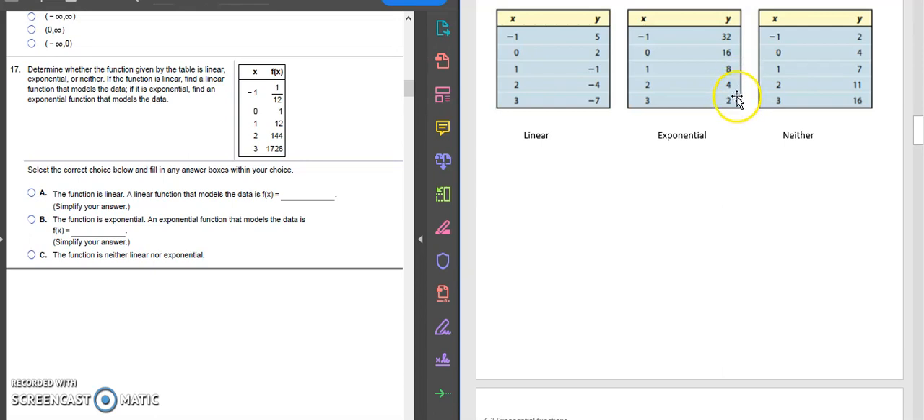So what I mean by that, we would do 2 divided by 4, that would give you 1/2. 4 divided by 8 would also give you 1/2. 8 divided by 16 is 1/2. 16 divided by 32 is 1/2.